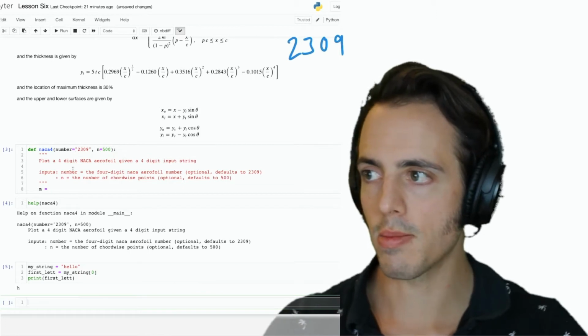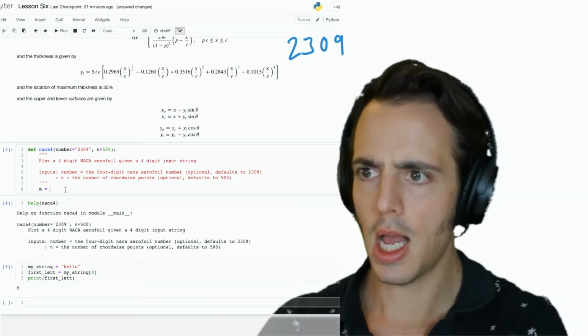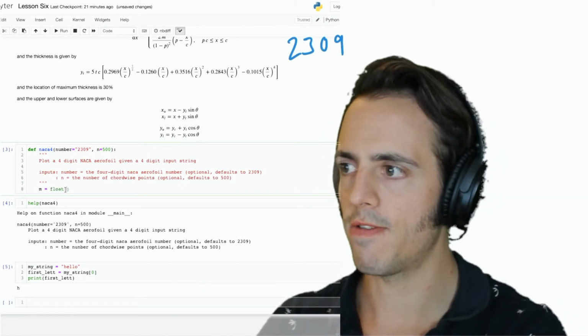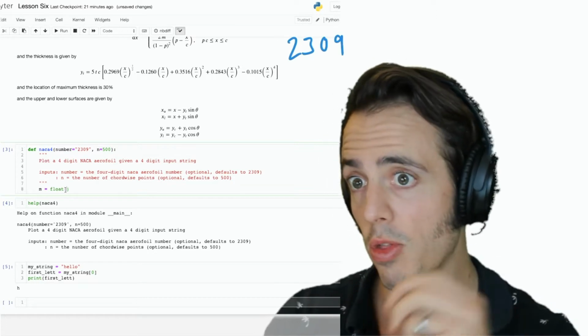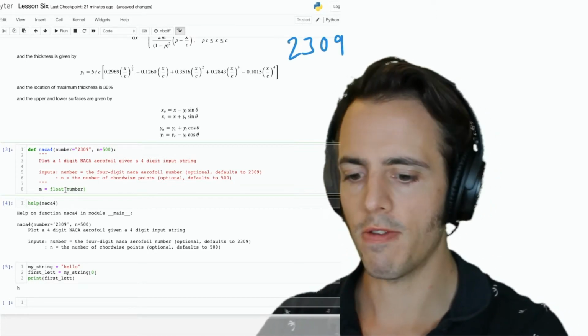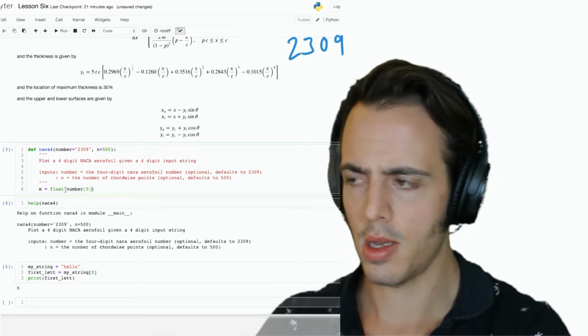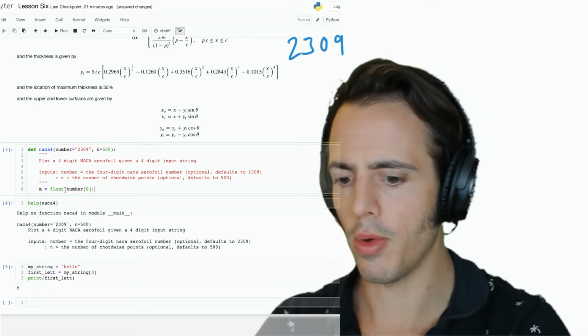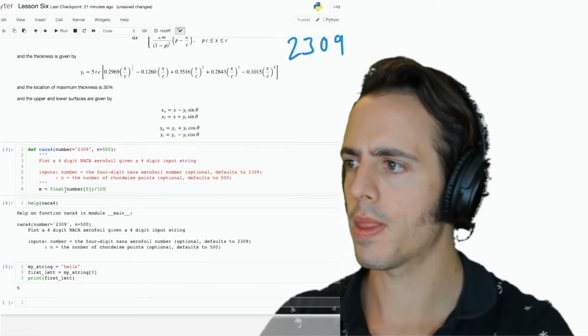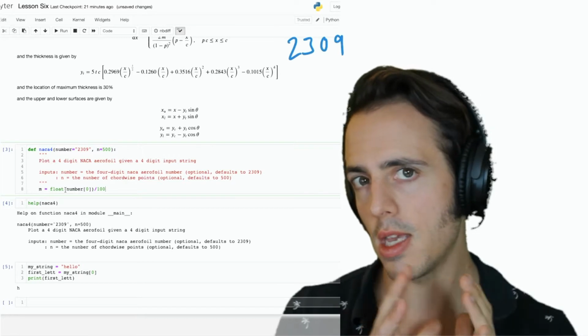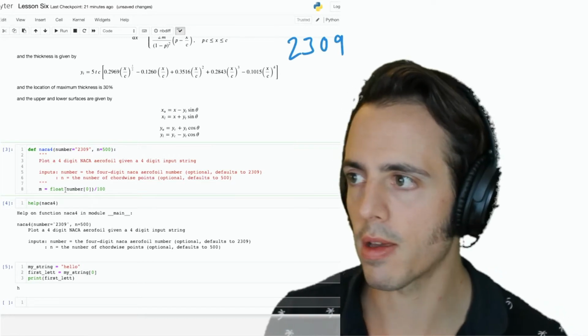Because this is input as a string, I can say M is equal to a float, because I actually want the number back. I want the first digit, and I'm going to then divide it by 100.